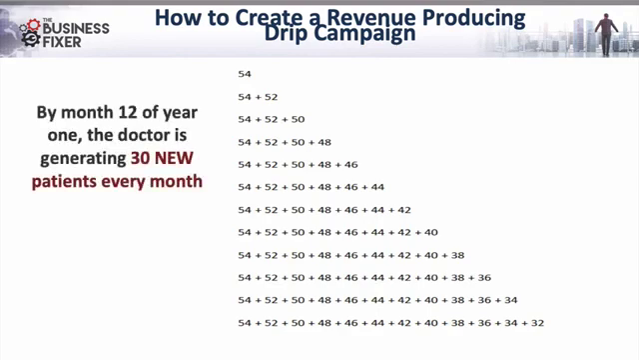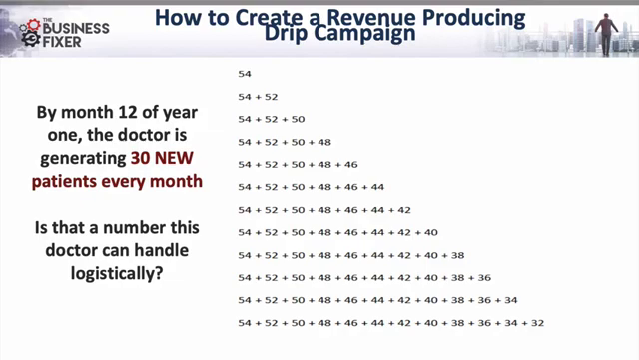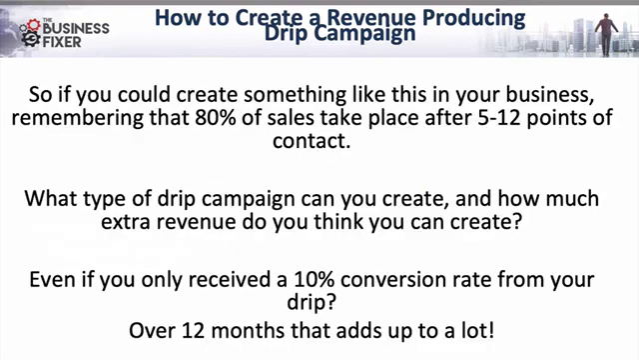But here's the problem. By month 12 of the first year, the doctor is generating 30 new patients every month. Is that a number the doctor can logistically handle? There is a limit on the number of patients this doctor can reasonably handle, and when that number is reached, this doctor can literally stop all lead generation efforts and let his drip campaign continue to produce additional patients far into the future. Now let's calculate how this strategy would conservatively impact your business.